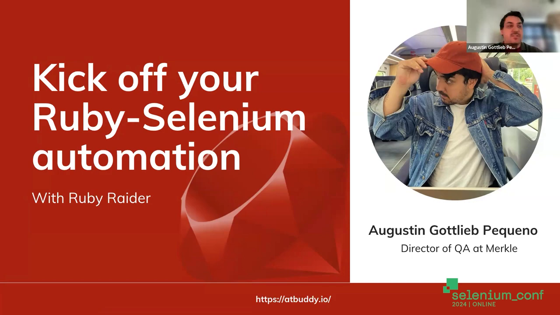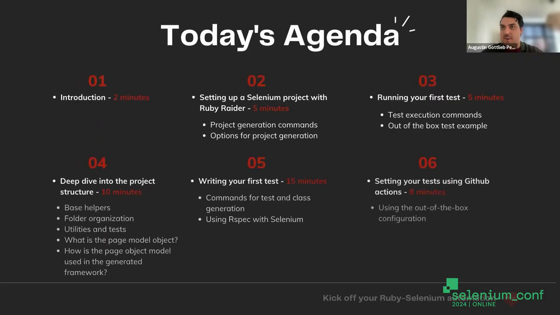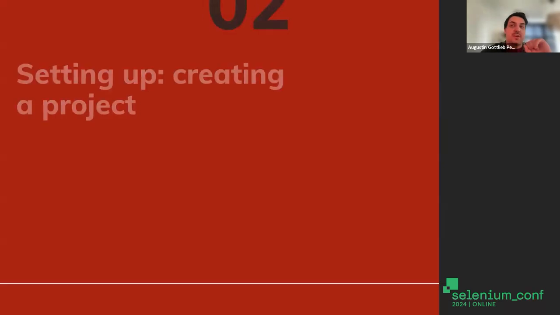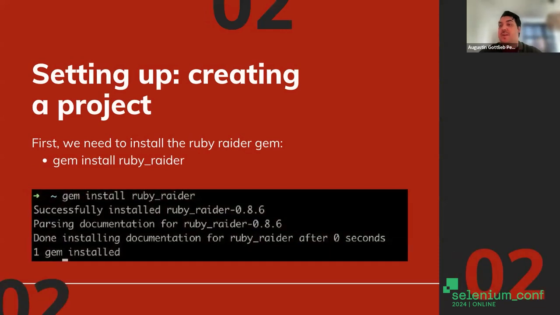So let's jump into the introduction and check the agenda that we have. Now we already have the quick introduction. So we're going to look into how we can set up a Selenium Ruby project with Ruby Radar. So let's jump directly to it. If you have your terminal open, you can install Ruby Radar by doing gem install Ruby Radar. I'm also going to be running the commands on my own terminal.